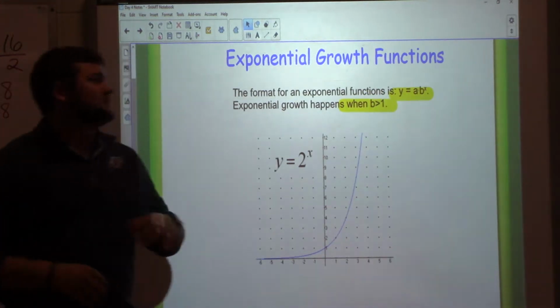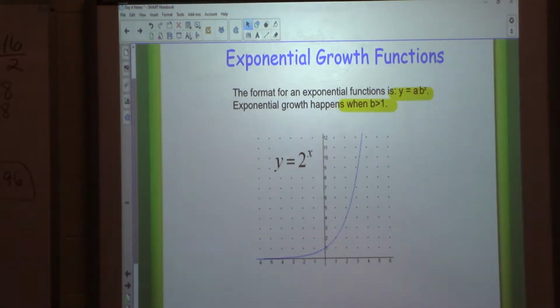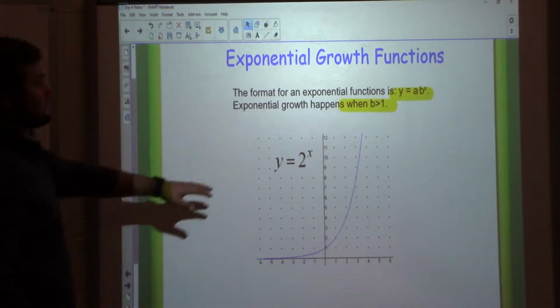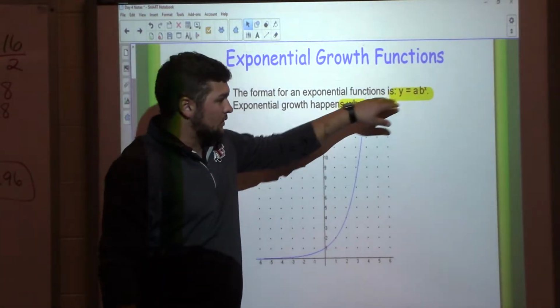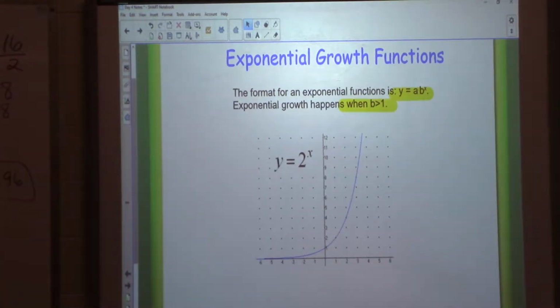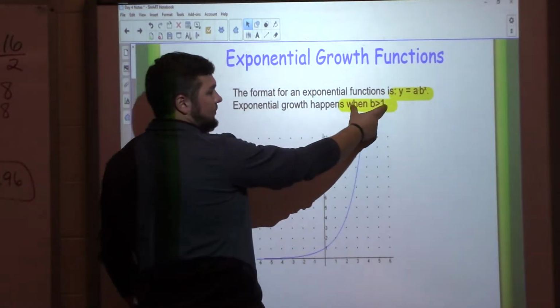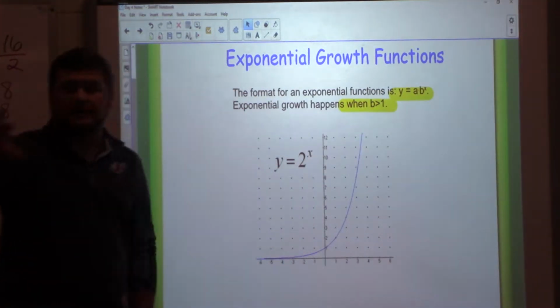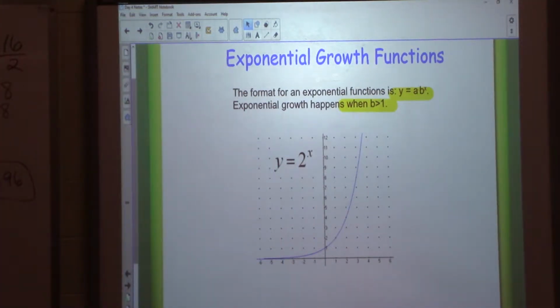So we know our exponential growth is y equals a times b to the x, and b is greater than 1. Those are important to know. That you'll need to know for your tests, for your homework, things like that. When b is greater than 1, exponential growth will happen. And we'll talk more about that later on today. But that is something really important. So I highlighted, circle. I think you guys wrote it down even.